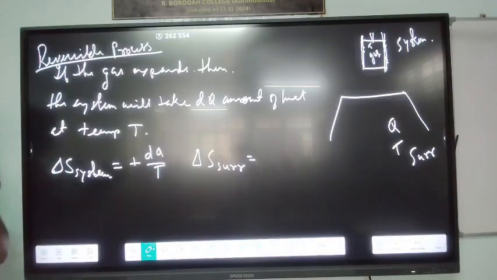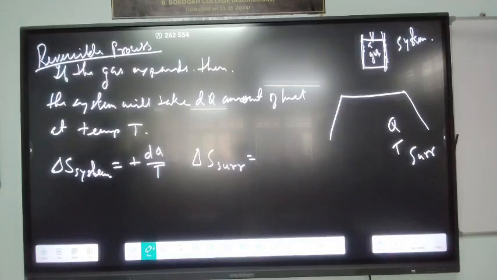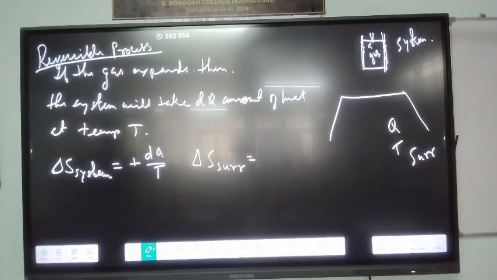The change in entropy of the system, that means my system goes from one state to another state, and during that a certain amount of heat dQ is absorbed at a certain temperature T. So the change in entropy will be dQ by T.